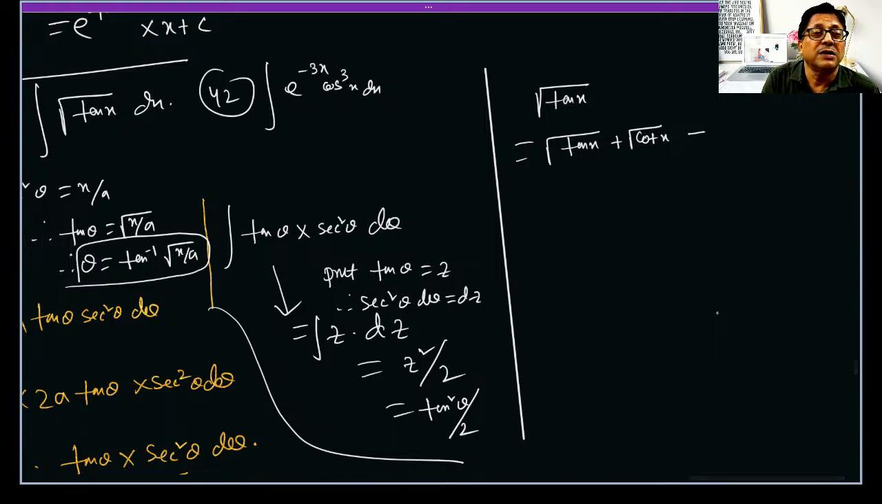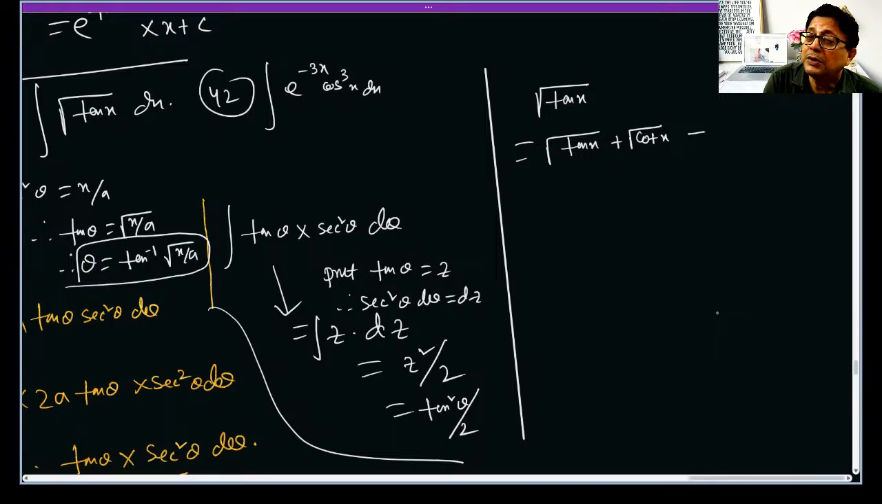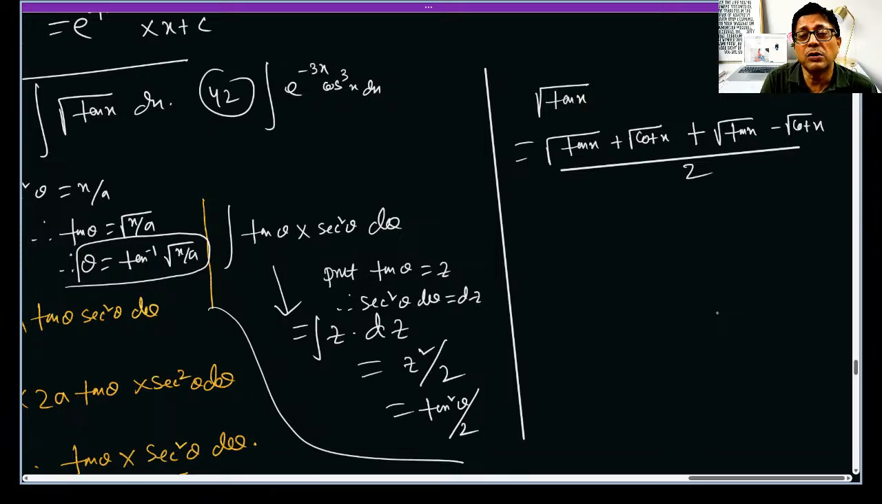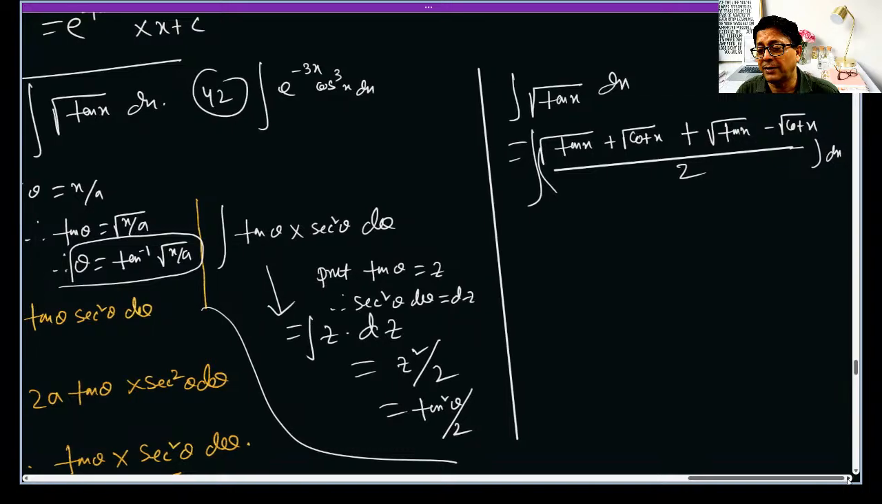So this will be what? Root tan x I have to get. Root tan x plus root cot x, plus root tan x minus root cot x, by 2. You can write this. Okay. Now, the integrand also going to be of this form. If you are given this integrand, this will be integration of this thing plus integration of this thing. Clear?